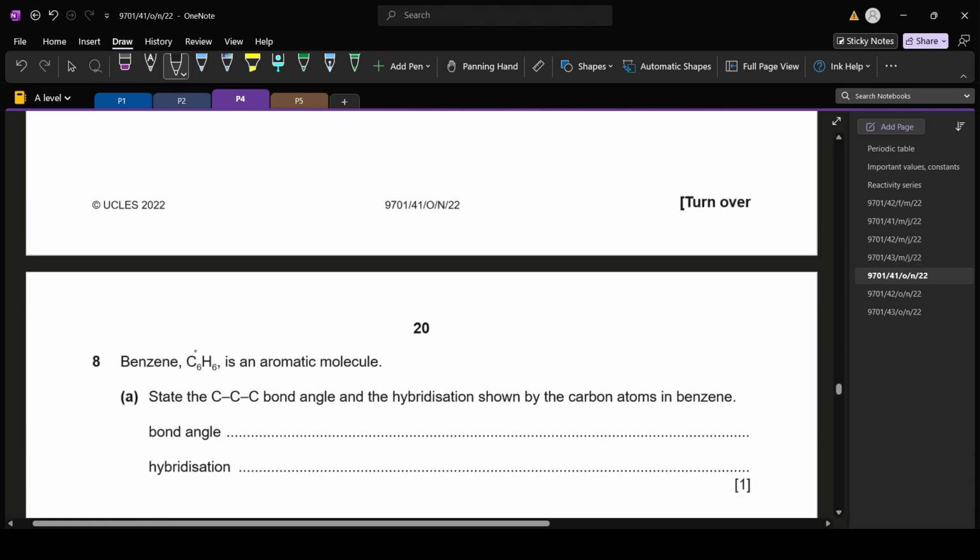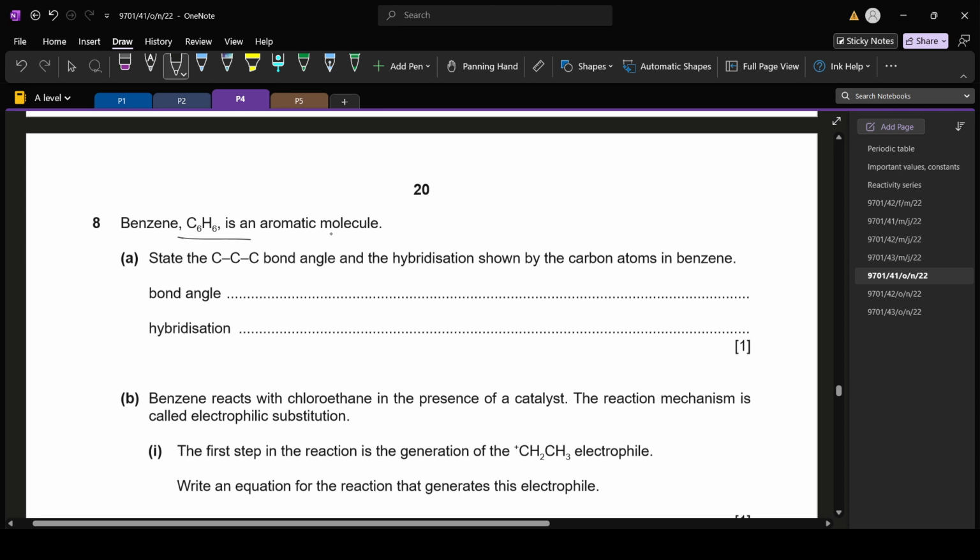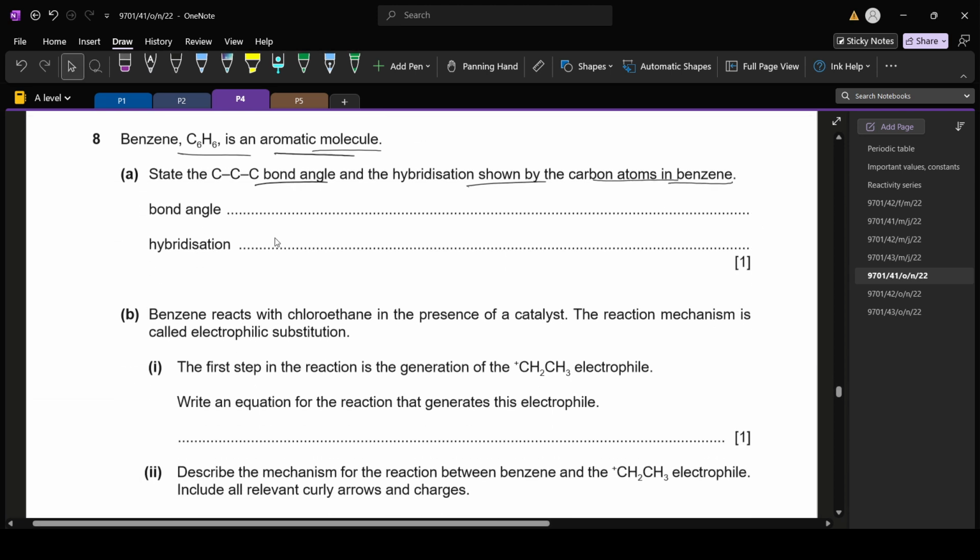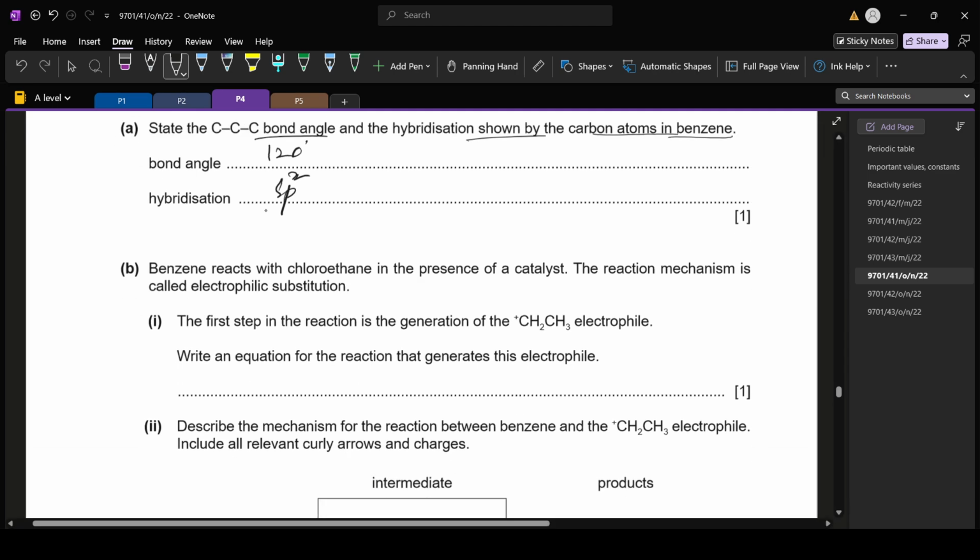Now moving towards question number 8. Benzene is an aromatic molecule. State the carbon-carbon bond and the hybridization shown by the carbon atoms in benzene. So the hybridization of the carbon is sp2, and the bond angle is 120 degrees. You have to remember these properties of benzene.